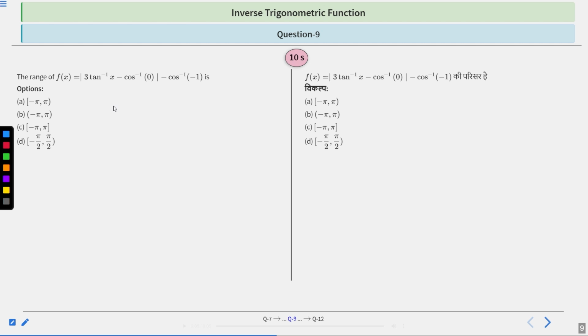So in this way, you can find the range of 3 tan inverse x. After that, 3 tan inverse x minus the constants. And after doing this process, you can easily get the range of the given expression. Got it? So in this way, you can try to solve this question. You have 10 seconds to solve or think about this question. After 10 seconds, we will discuss the solution. Clear?